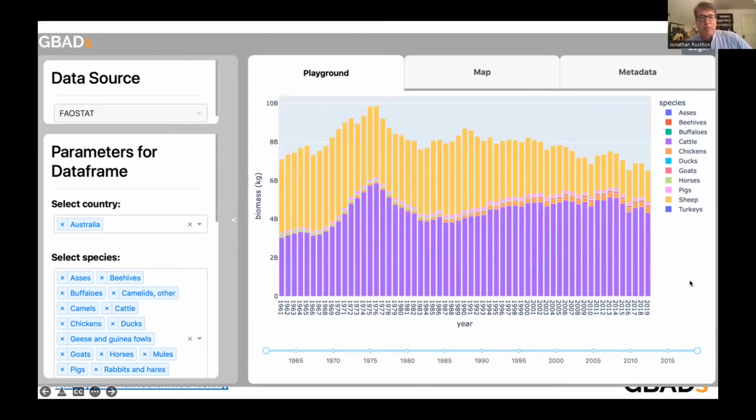If we change that into a biomass calculation, we can see that in this particular case for Australia, we've had quite significant shifts of biomass across different species groupings, and therefore probably quite different significance levels when we start thinking about burden estimations.